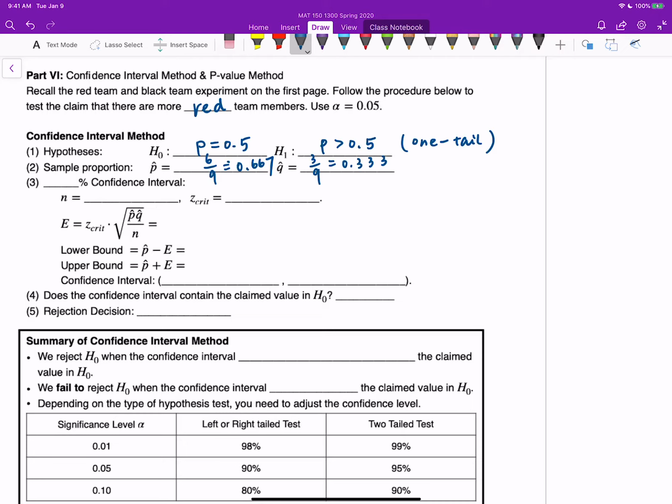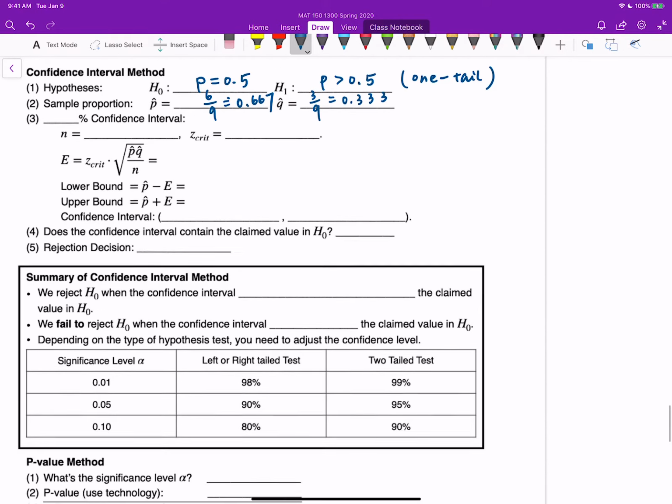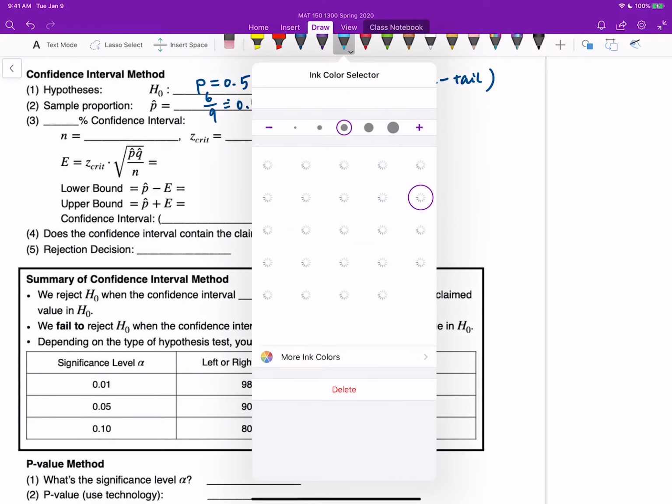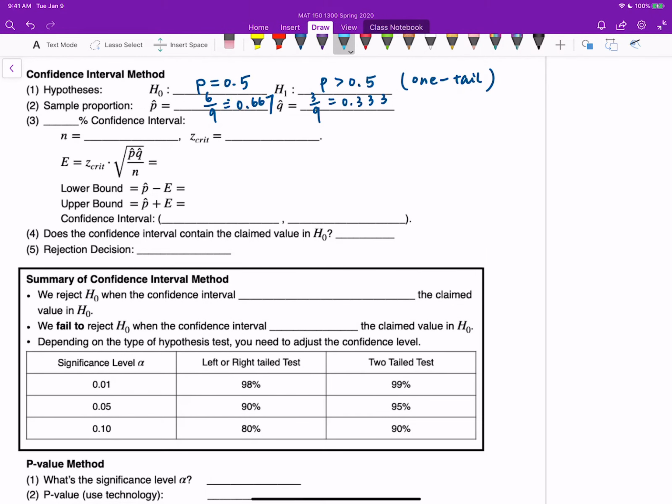And then we are constructing which confidence interval. So you have to actually look at the confidence level. How do you determine the confidence level? We have a table that I provided for you. Our significance level is 0.05, so it's right here. And then our hypothesis test is a right tail test or a one tail test, which is right here. Therefore, you take the intersecting number, 90%, and that is your confidence level. So we're going to put 90% right here.